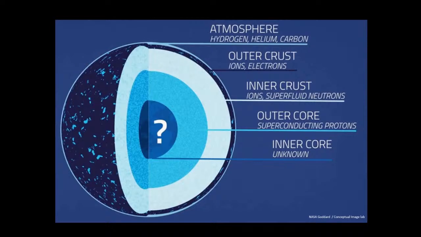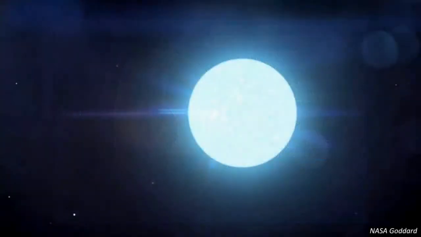Well, that's it for the first part in this series of videos about neutron stars. Next time I'll be looking at pulsars, those rapidly rotating neutron stars which fire huge beams of radio energy from their poles like a celestial lighthouse.